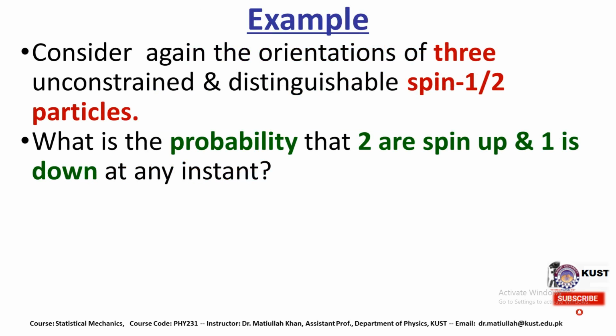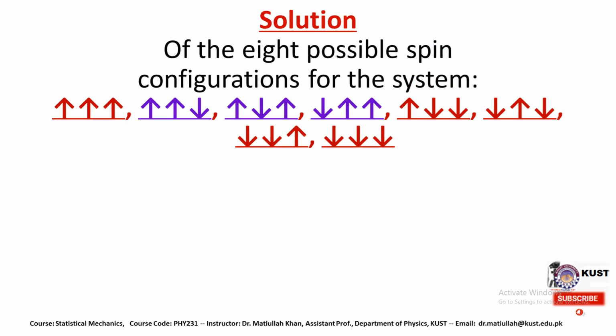So we need to consider again the orientation of 3 unconstrained and distinguishable spin 1/2 particles, and we need to calculate the probability that 2 are spin up and 1 is spin down. So what will be its probability? For this purpose, of the 8 possible spin configurations for these systems, we need to find all the possible states. Like in the first state, all 3 of the particles are spin up, and in the second, 2 of them are spin up and 1 is spin down, that is the last one.